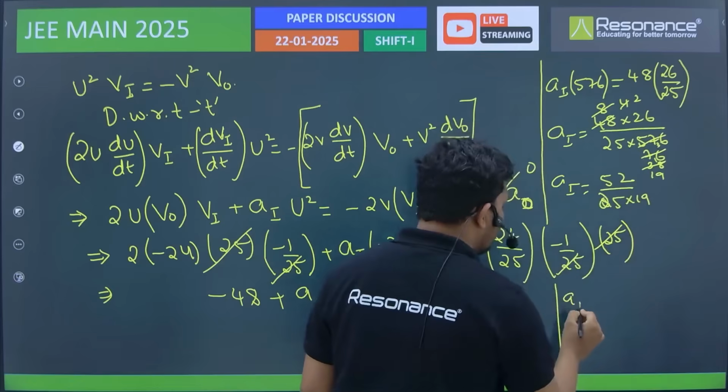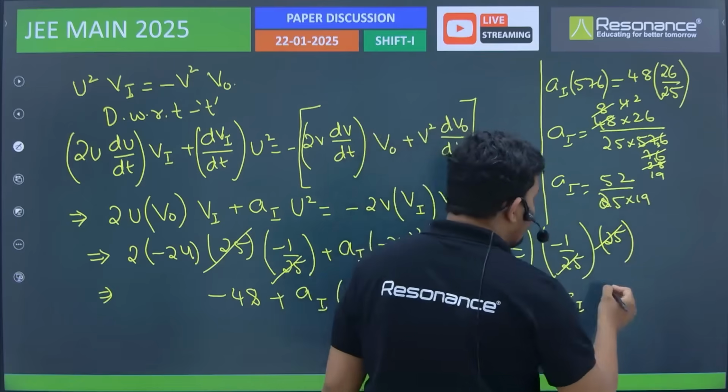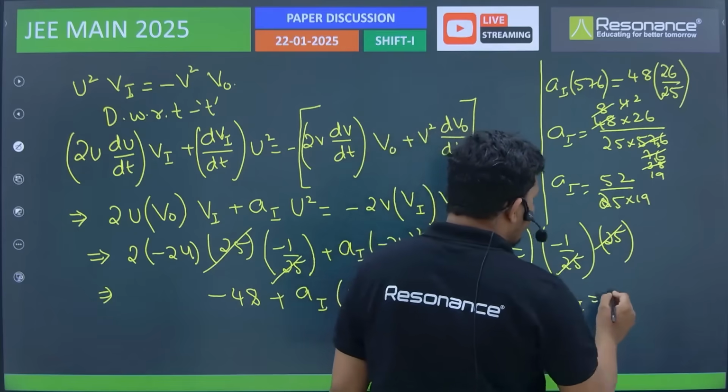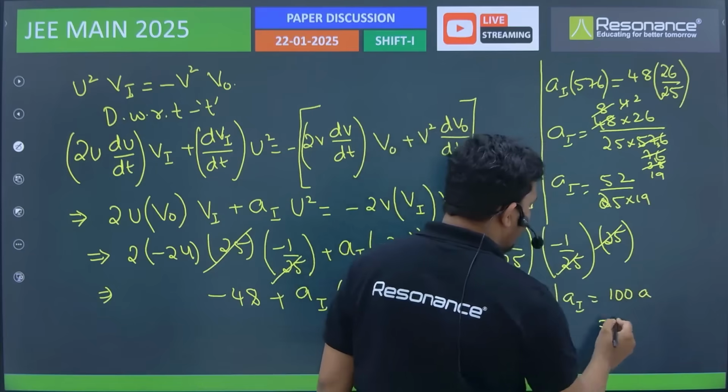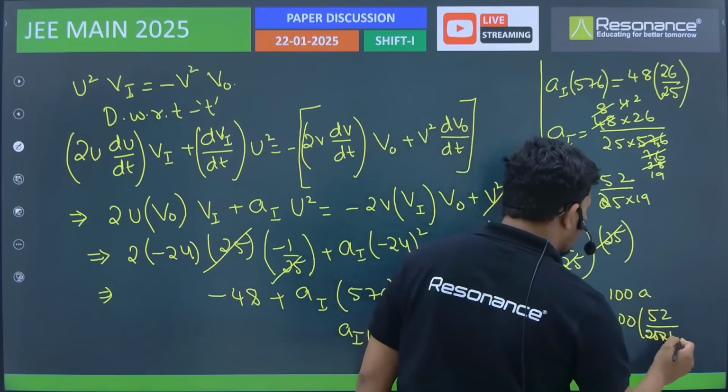And this is my acceleration. He said to multiply by 100. So the acceleration of 100 is equal to A, he said. So we need to find out 100A. As per the question, 100A, I am multiplying this part, 52 by 25 into 19.